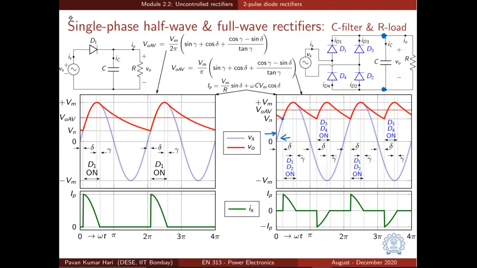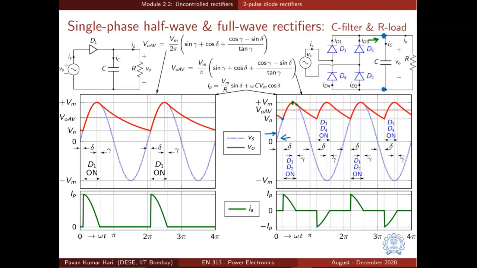And how long do the diodes D1 and D2 conduct? They conduct as long as the current through them is positive. And let us say that happens at an angle gamma after the peak of the sine wave. So gamma is the angle between the instant of turn off of the two diodes D1 and D2, and the peak of the sine wave.